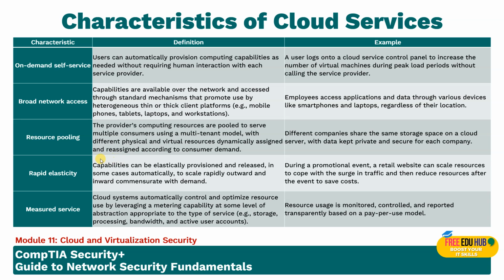Then we have rapid elasticity. That's the capability that can be elastically provisioned and released, in some cases automatically, to scale rapidly outward and inward when the demand increases. So it's a critical component of cloud services that allows the system to scale the resources up and down quickly. The flexibility can be crucial for handling the peak loads during business periods without paying for idle resources during the off-peak times.